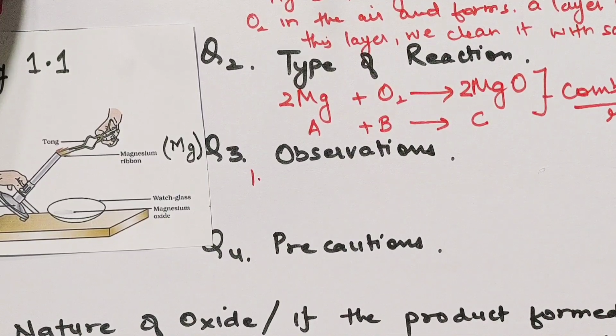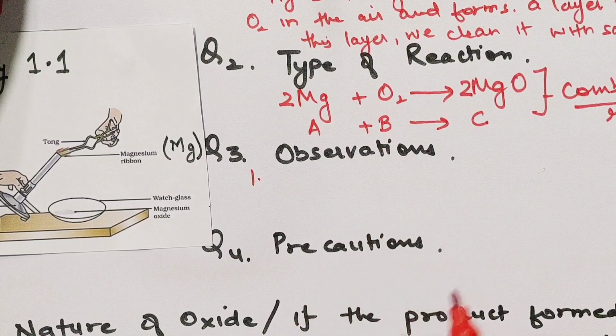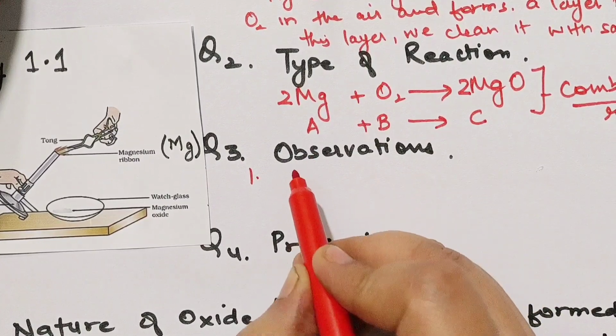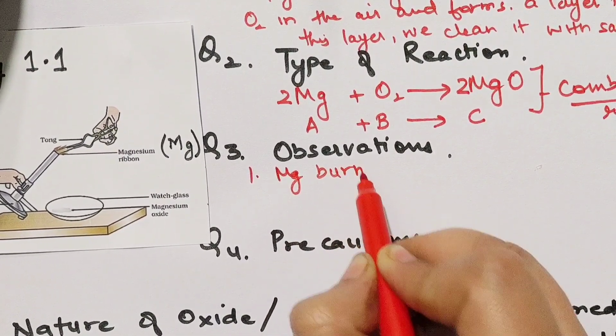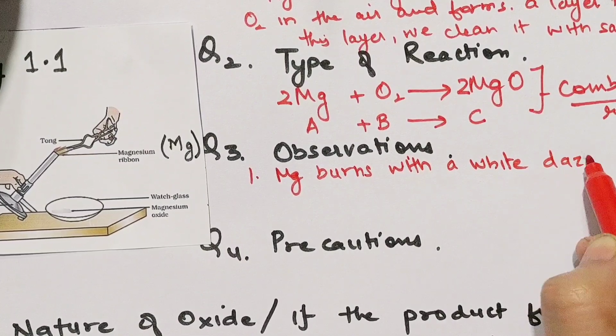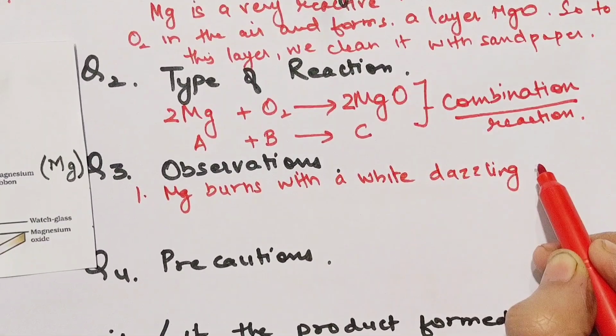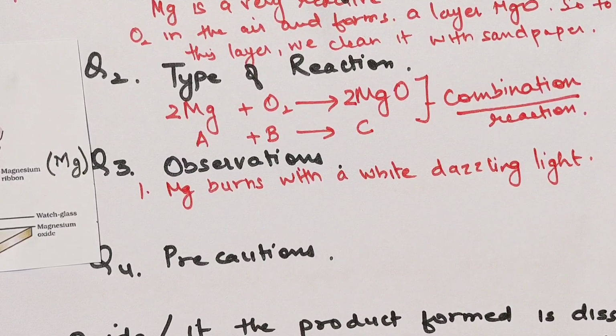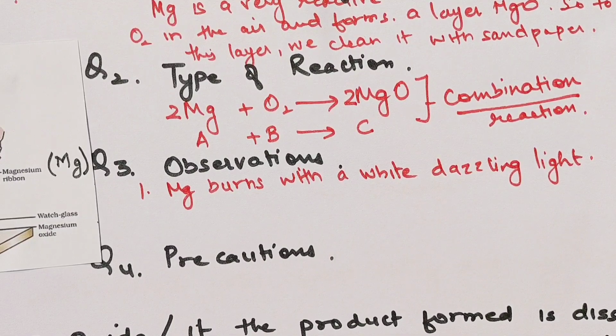So, now let's see what are the changes that we saw when this reaction took place. This reaction takes place and there's a change that you cannot miss. The observation is that magnesium burns with a white dazzling light. This also gives us a clue that the reaction is an exothermic reaction, meaning the reaction is releasing some sort of energy, and that energy is being released in the form of light, because light is a form of energy. So that makes it an exothermic reaction.